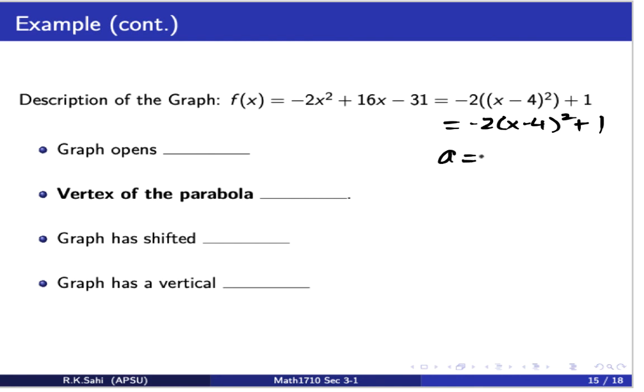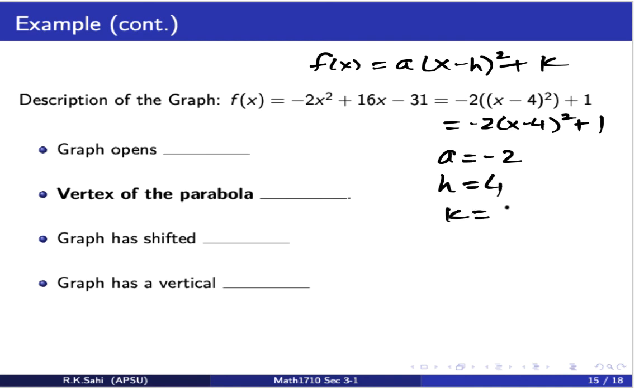So from here, what is a, guys? Minus 2. Remember the expression we are trying to equate it to: A(x minus h) the whole square plus k. So what is h? Minus has to be there, guys. So minus is here, so it's fine. H is 4. K is 1. So what is the vertex? The vertex of the parabola is (h, k), which is (4, 1). Now, the graph opens downward. Why? Because it's a negative 2. This graph opens downward.